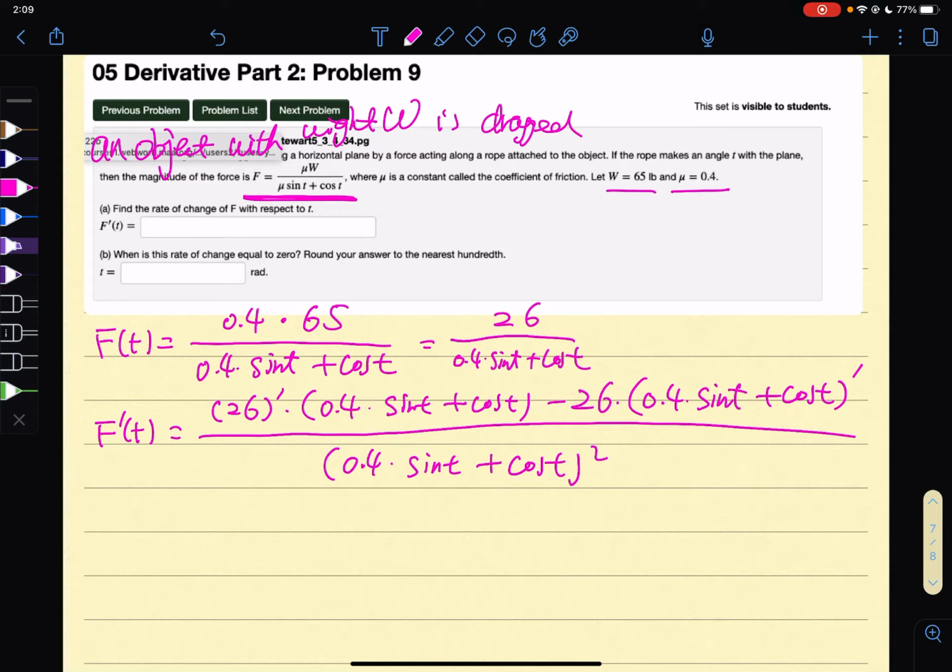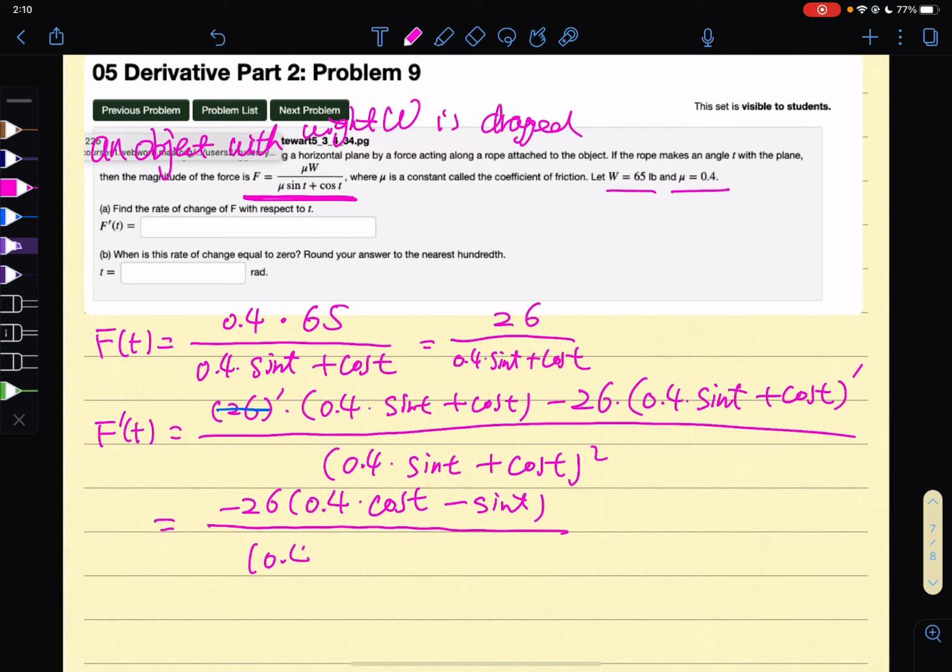26 is a constant, so the derivative is 0. So I'm having this term as 0, hence multiplying the whole thing, it's just simply going to disappear, right? So what I end up with is 0 minus, so negative 26 times 0.4 sine of t plus, oh my bad, I'm supposed to take the derivative. So multiply by 0.4 times the derivative of sine of t, which is cosine of t, plus the derivative of cosine t, which is negative sine of t, and then divided by the denominator squared.